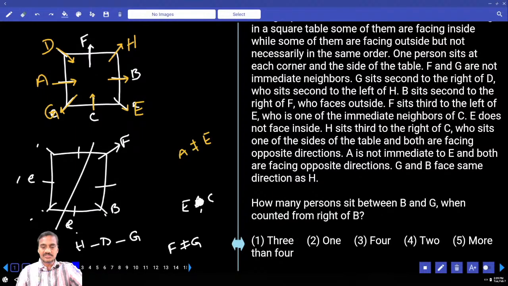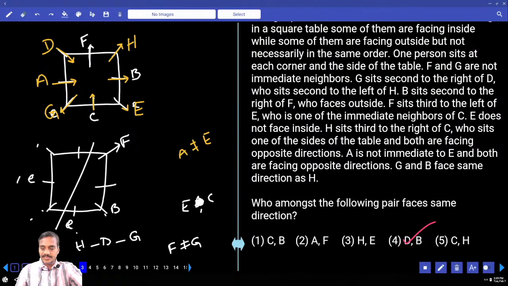And how many persons are in between B and G? Counted from the right of B, there are only 2 people, which is the choice for question number 2. And which of the following pairs faces the same direction? C and B, are they facing the same? No. A and F, no. And H and E, E is away, H is away, that is choice 3, question number 3.